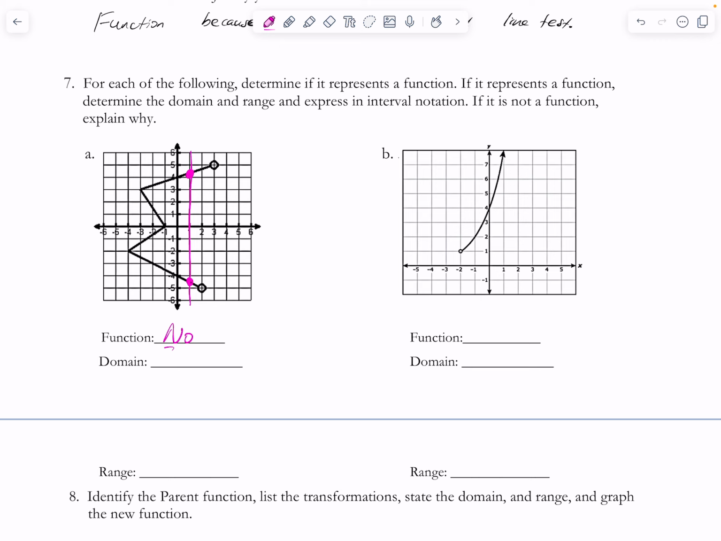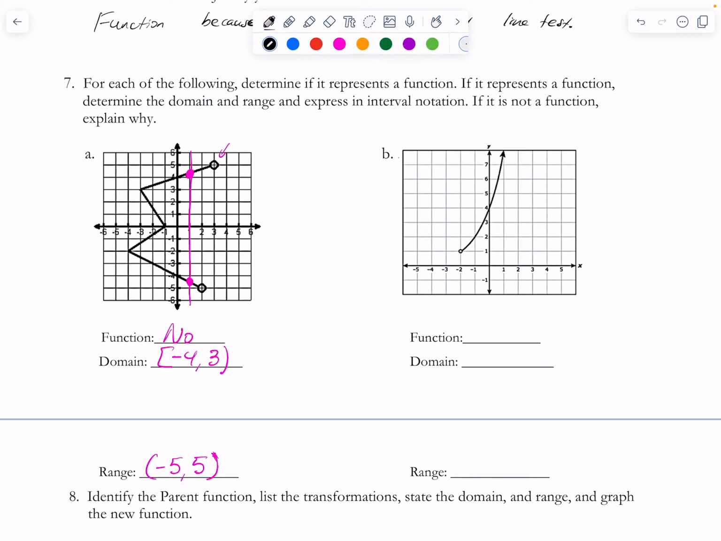In terms of the domain, the lowest x value is -4, and then all the way until it looks like until 3, but then that 3 is not included, so I'm using an open parenthesis. In terms of the range, the lowest y value is an open circle for -5, it's not included, all the way up into almost 5, right? We use 5 with a parenthesis because it's not included. Okay, let's try the next one.